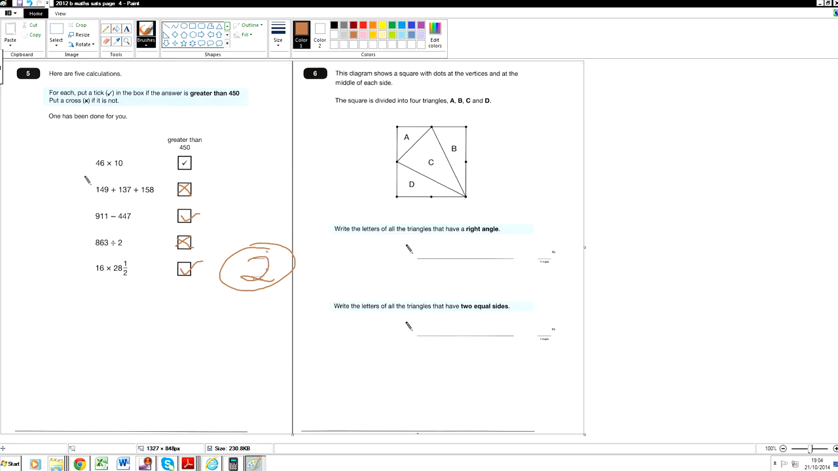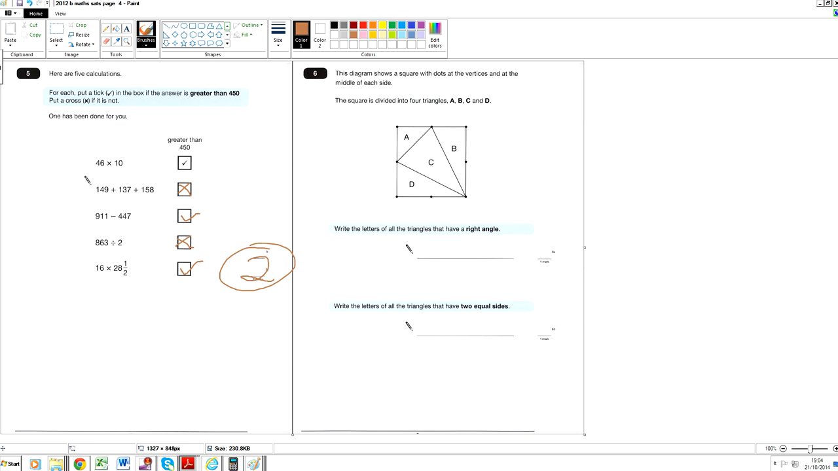Question number 6. The diagram shows a square with dots at the vertices. Vertices means the corners here, and at the middle of each side. The square is divided into 4 triangles A, B, C, D. Write the letters of all the triangles that have a right angle.